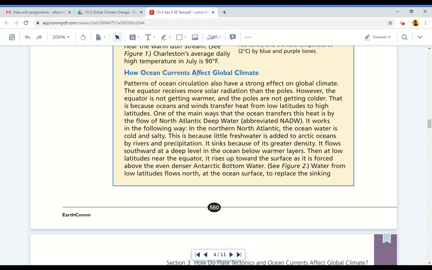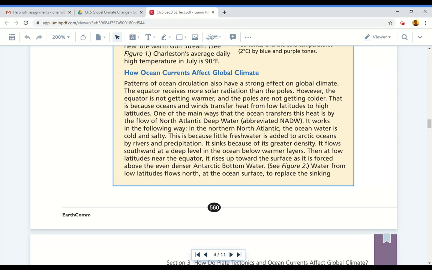How ocean currents affect global climate. Patterns of ocean circulation also have a strong effect on global climate. The equator receives more solar radiation than the poles. However, the equator is not getting warmer and the poles are not getting colder. That is because oceans and winds transfer heat from low latitudes to high latitudes. One of the main ways that the ocean transfers this heat is by the flow of North Atlantic deep water, NADW. It works in the following way.